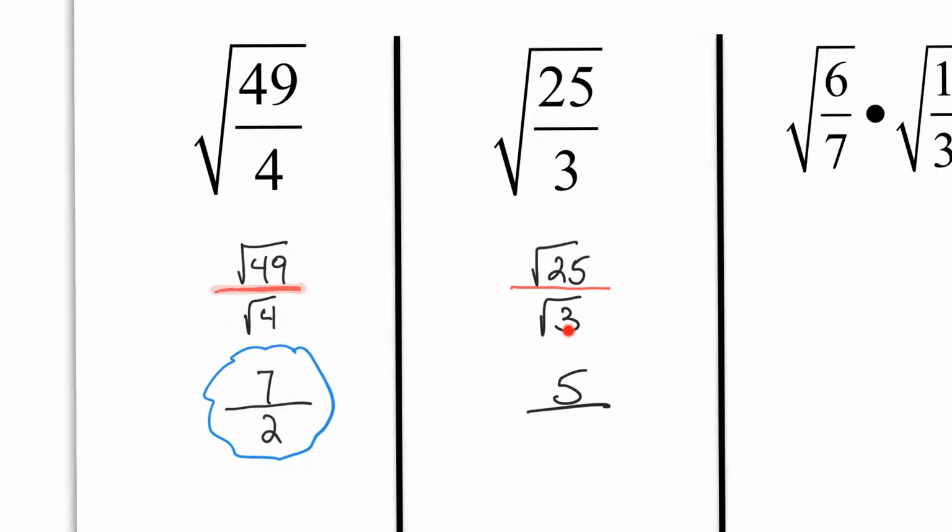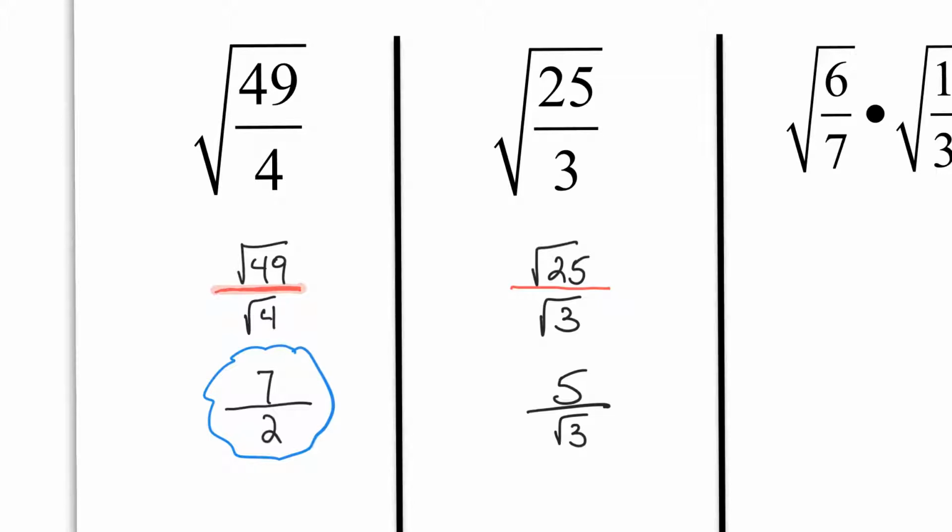3 is a prime number. So what that means is you cannot break down the 3. You cannot find two numbers that multiply to 3 other than 1 and itself. So 1 times 3 is 3. But something else? No, you cannot. So that radical, that square root, stays the same.